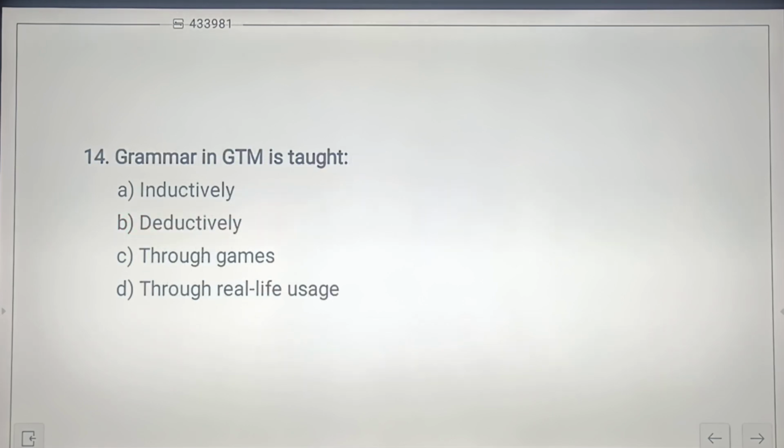Next, grammar in grammar translation method is taught in which way? Just think here. A. Inductively. B. Deductively. C. Through games. D. Through real life usage. The right answer is deductively. Grammar is taught deductively in grammar translation method.